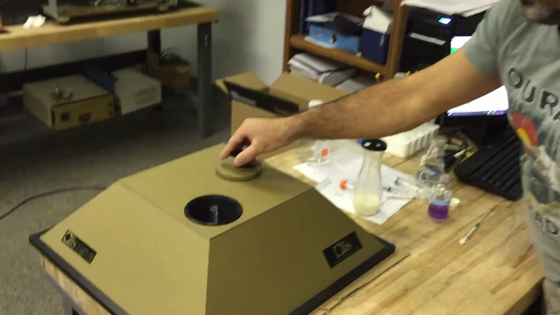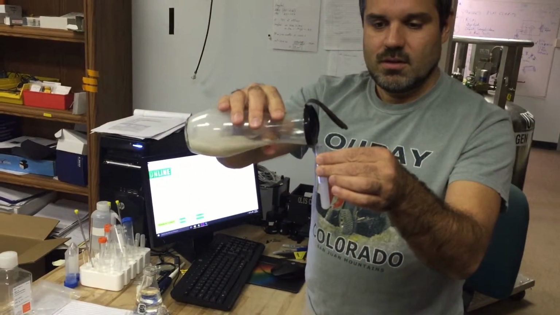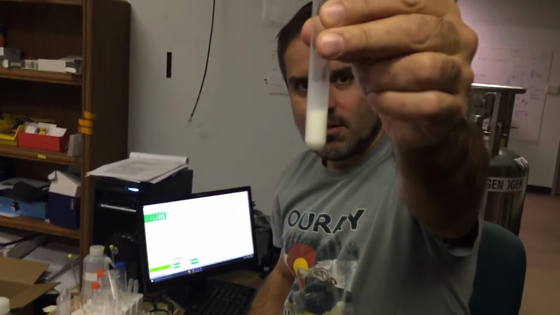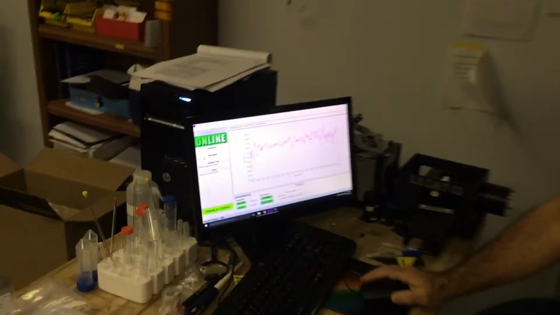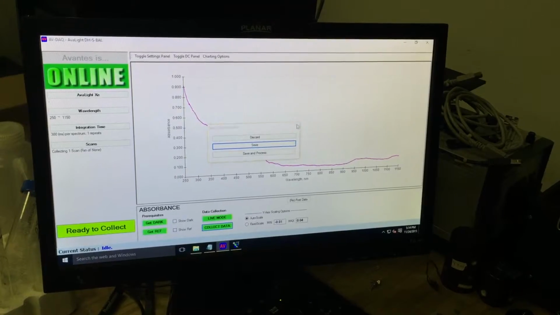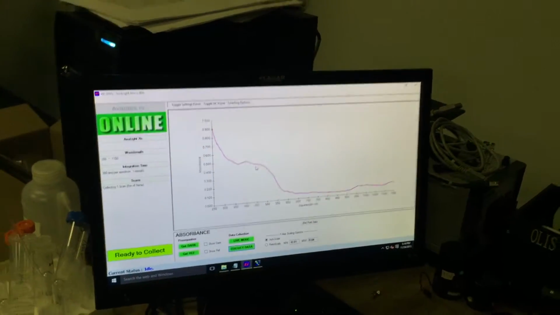Okay, so the next story is the milk experiment. You can see I am now pouring milk in the test tube. Of course, milk is totally non-transparent, so we stick it in the chamber and take an absorbance spectrum, and voila! So this is the absorbance spectrum of milk with the maximum around 410, some of the proteins.